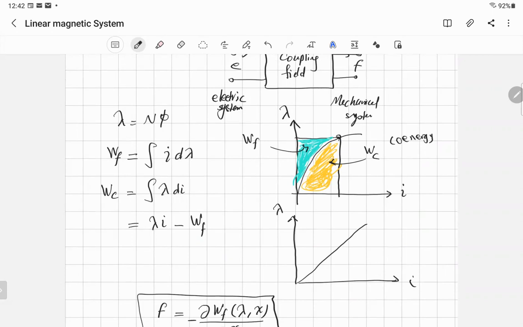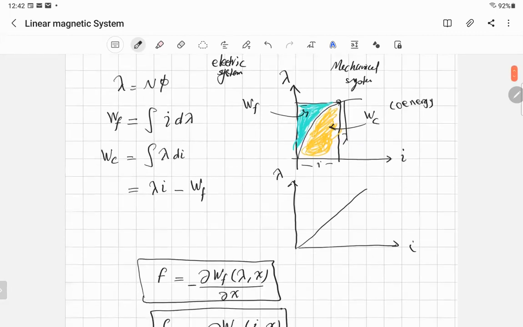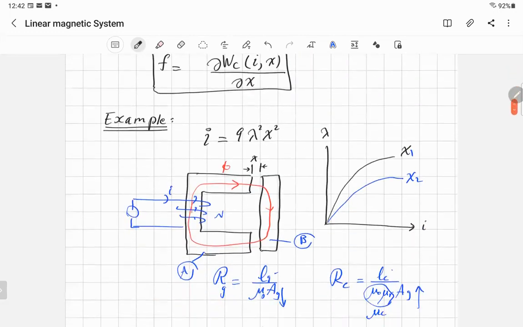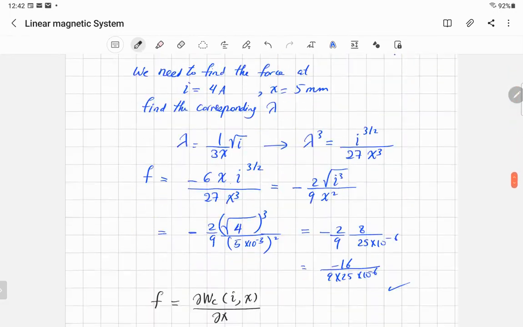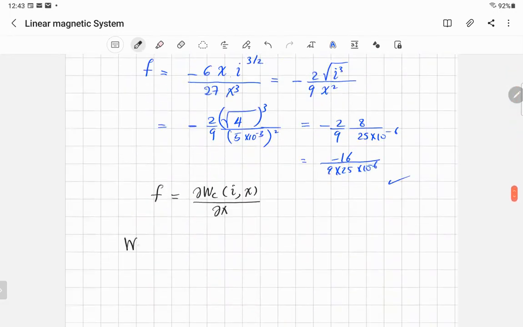What's lambda I? Lambda I is the area of the whole box, the rectangle, as discussed last time. The total area of this box is I, and the height is lambda, so the total area is lambda I. You subtract the green area from the area of the rectangle, you get the orange area. Or you integrate this one. So you've got two options. Let me write both options. To find Wc, you either integrate lambda with respect to di.